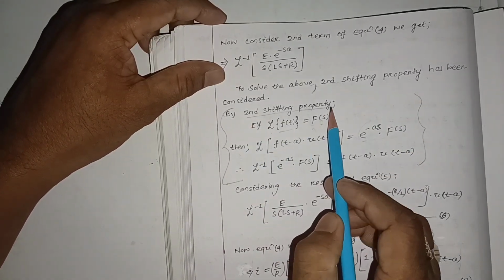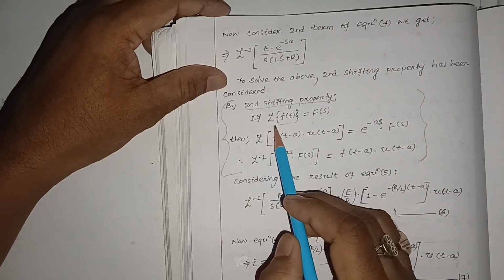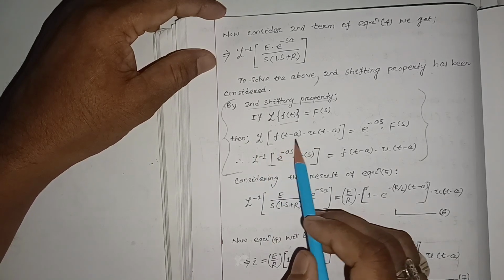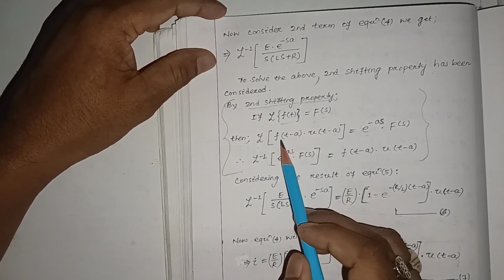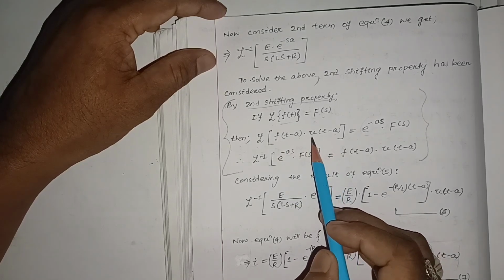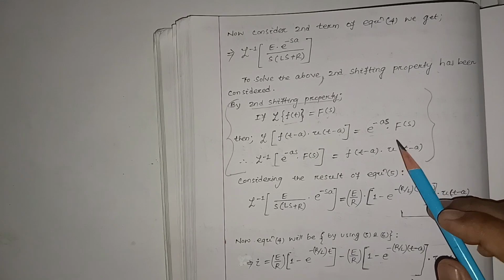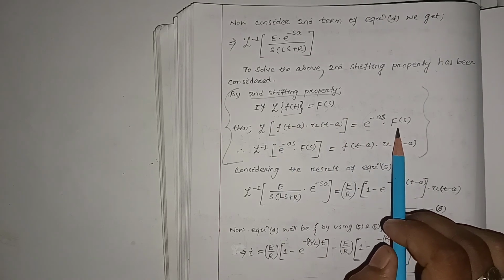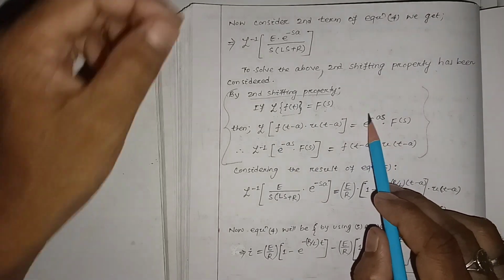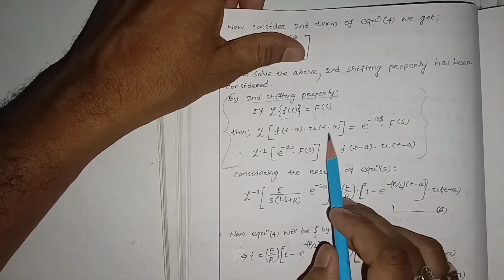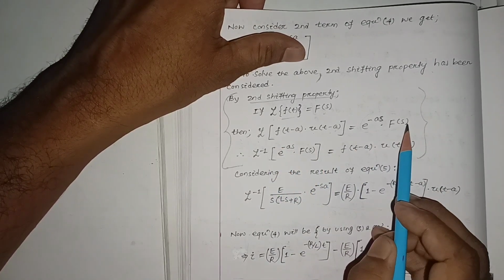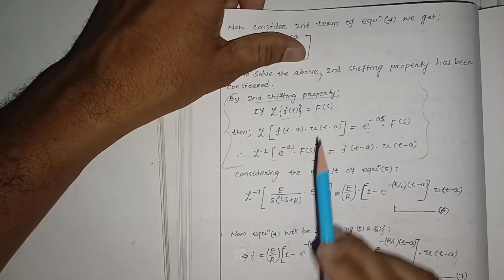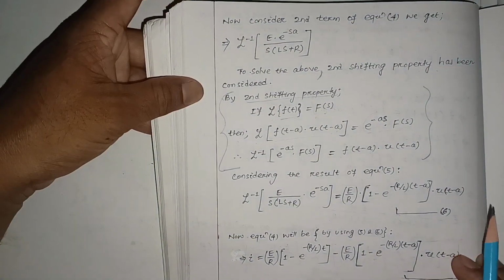By the second shifting property, just recall, if the Laplace transform of f of t equals capital F of s, then the Laplace transform of f of t minus a into the unit step function u of t minus a will be equal to e to the power minus as into F of s. Here F of s is nothing but the Laplace transform of f of t. So the inverse Laplace transform of e to the minus as into F of s will be equal to f of t minus a into u of t minus a. This is the second shifting property we have already discussed.